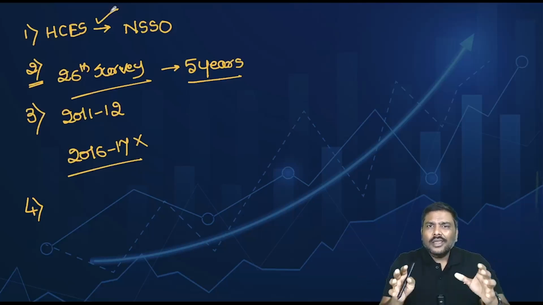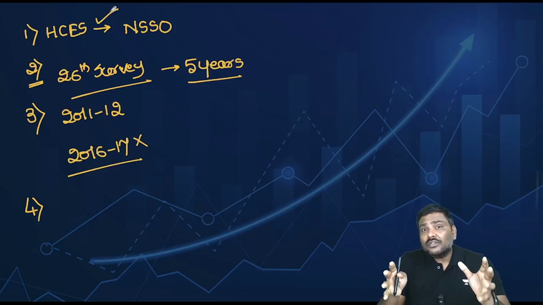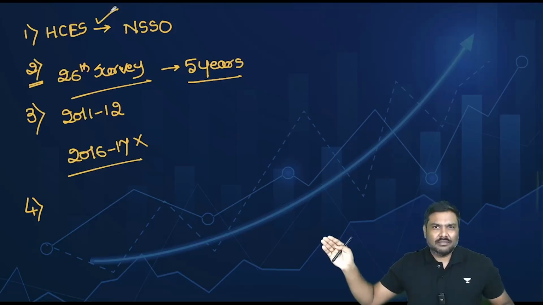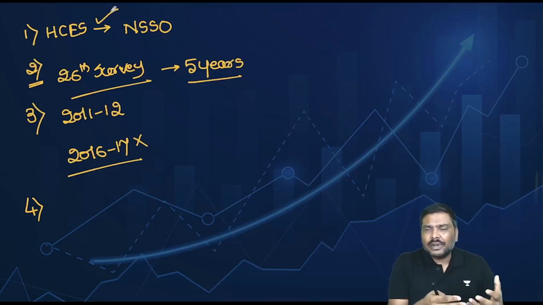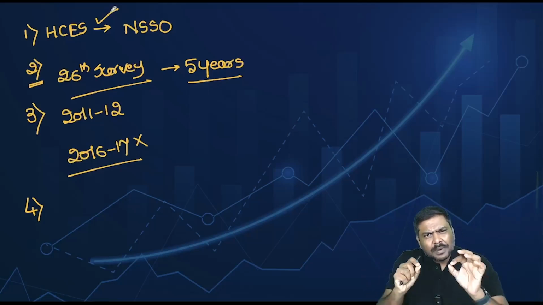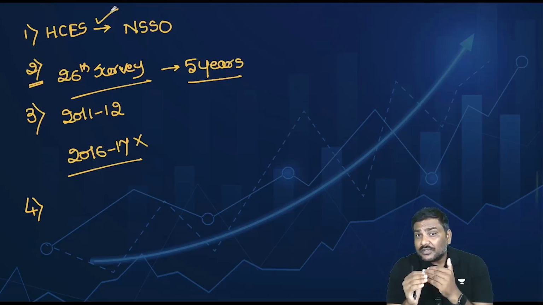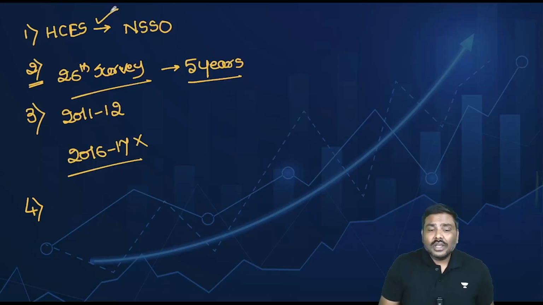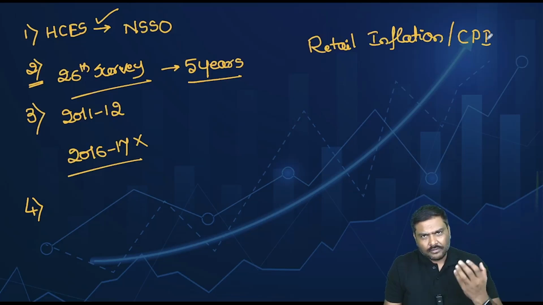In a nutshell, it represents how much the price levels for a basket of commodities are increasing, by what percentage compared to a base year or base time period. That measurement is called inflation. And specifically within inflation, let me focus on retail inflation. In simple terms, CPI is nothing but retail inflation.